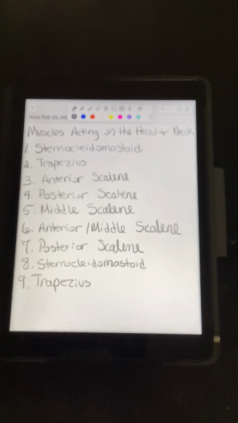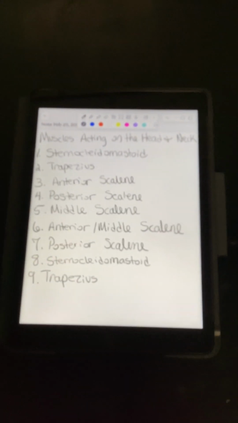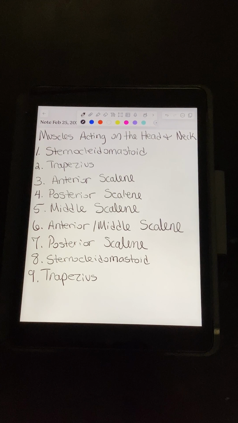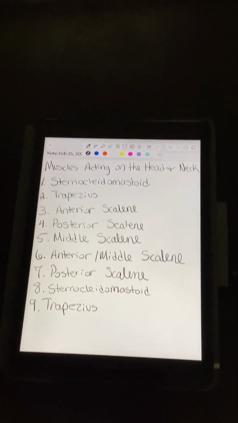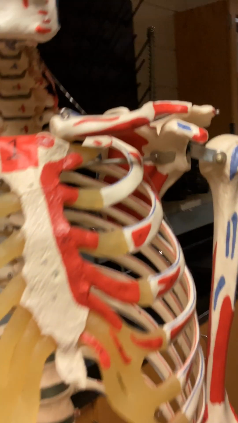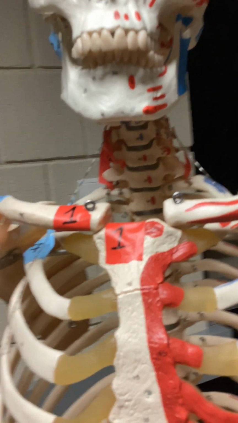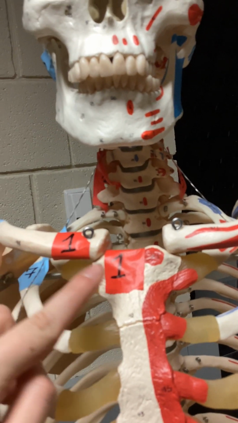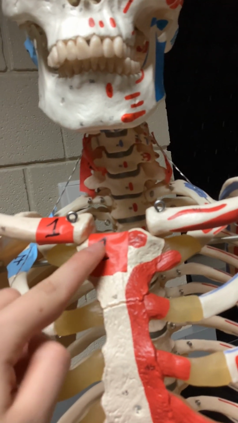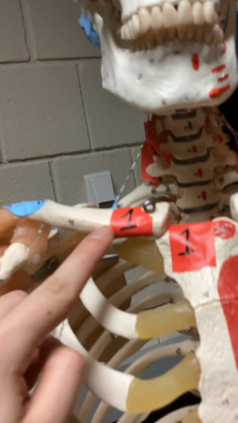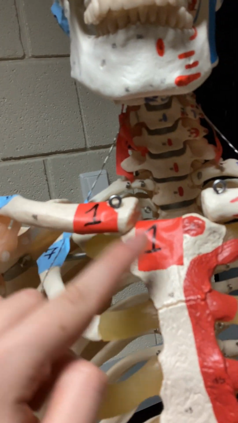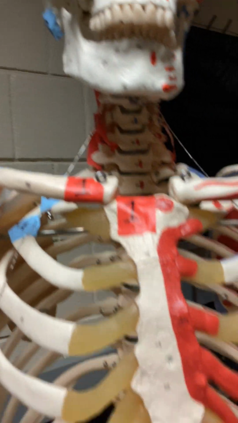So here is the answer key. You can pause and take a look. Okay. So number one was sternocleidomastoid, originating in these two spots, here on the manubrium and here on the medial surface of the clavicle, because there's two heads of the sternocleidomastoid.